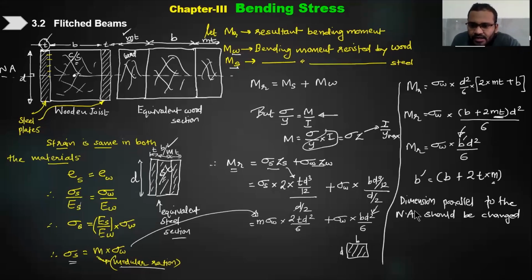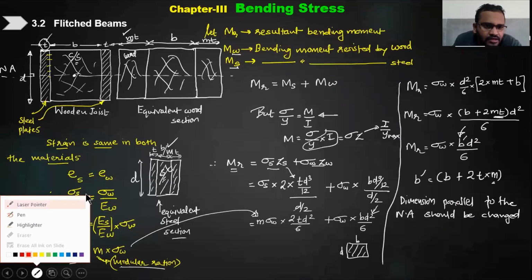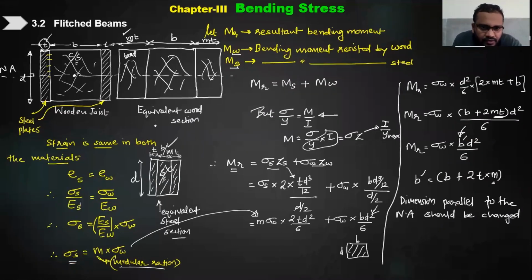So dimensions parallel to the neutral axis should be changed. That is what we have understood in the last lecture as well. Now as you can see in this particular cross section, there are two steel beams which are fixed to the wooden beam. So we can convert this steel beam into equivalent wood section. How should we convert? Whatever dimension we have parallel to the neutral axis should be changed.